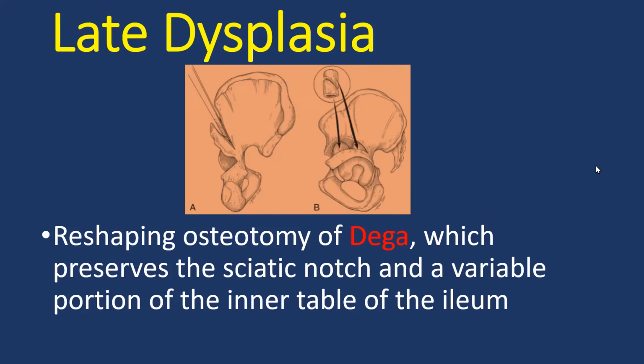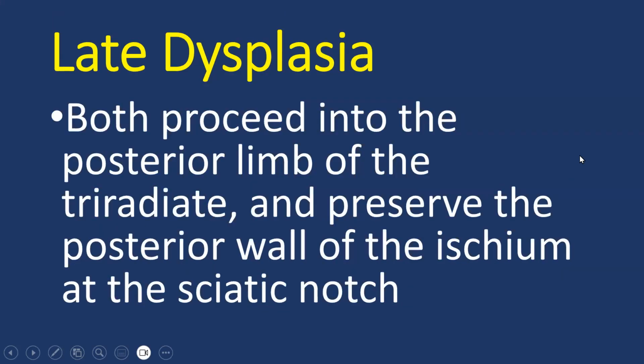So, what does this preserve? It preserves the sciatic notch and a variable portion of the inner table of the ilium. Please pay attention to the sciatic notch. This is the triradiate cartilage. We only reach this position, bend it forward, put our bone. The Pemberton goes all the way down to the triradiate cartilage, and then it bends through the triradiate cartilage. Both proceed into the posterior limb of the triradiate and preserve the posterior wall of the ischium at the sciatic notch.